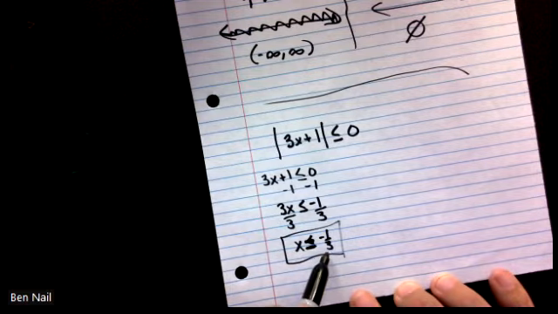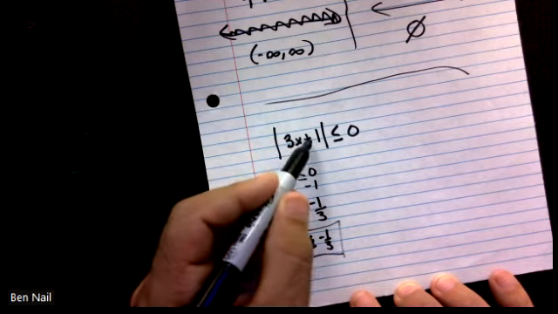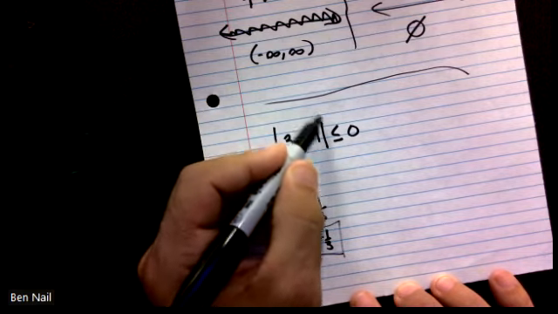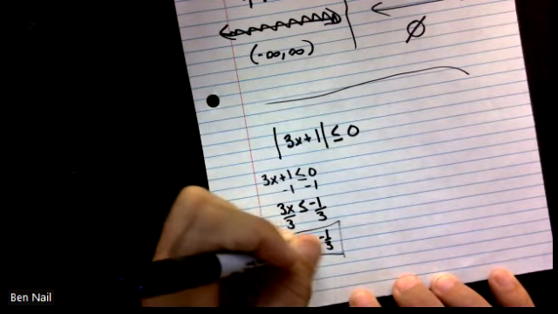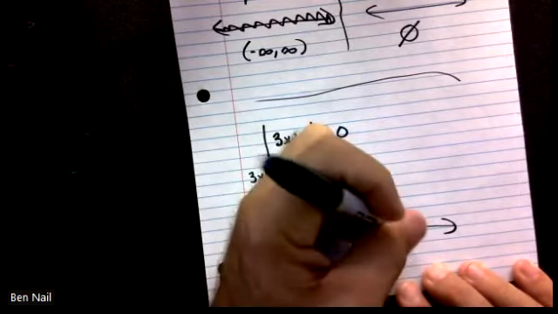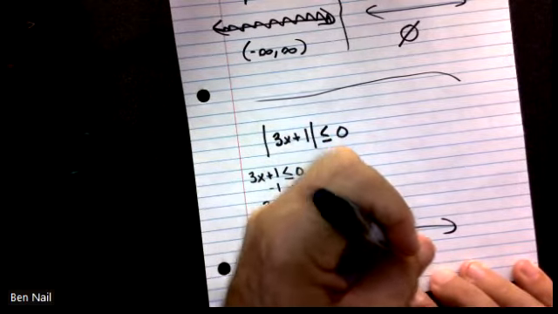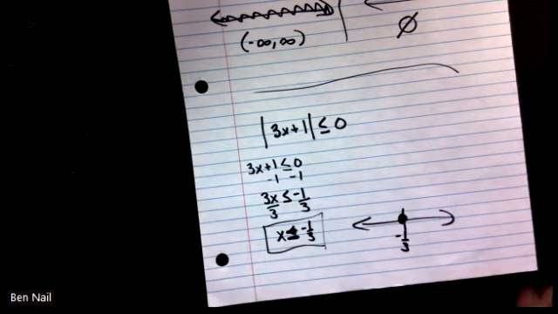If I plug in something smaller than -1/3, like say -5, okay, 3 times -5 is -15. -15 plus 1 is -14. The absolute value is 14, which is not less than 0. So that doesn't work. But this one specific number does make it equal 0, which would work. So this is a situation where your only good solution is that one specific number. So you don't have to shade in either direction. It is one simple dot on that one number.